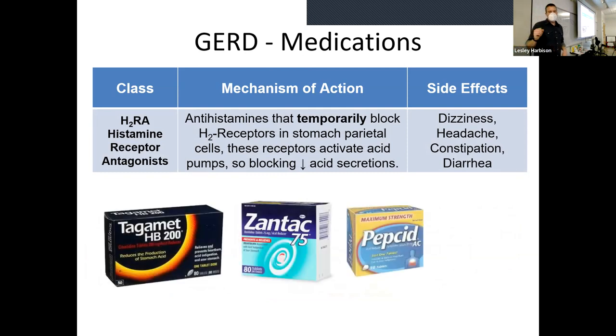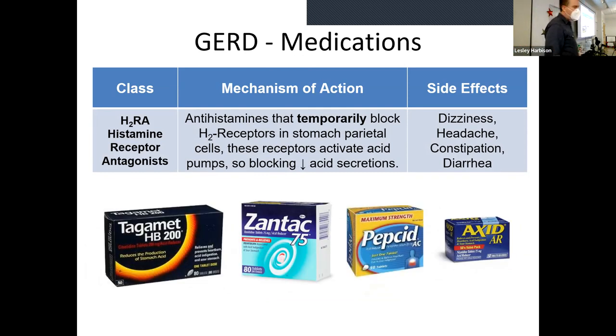When it comes to the last group, this is our H2 receptor blockers. H2 is the histamine receptor. These histamine receptors basically act as little switches to turn on acid production pumps in the stomach. If you shut that receptor off with these medications, then it shuts down that acid-producing pump, but it's only temporary. It works like most drugs do, where it goes in, binds to a receptor, hangs around for a few hours and falls off.